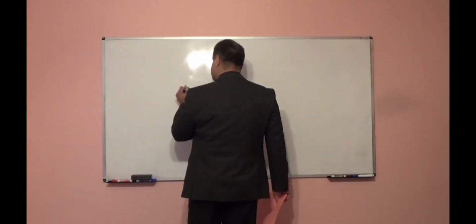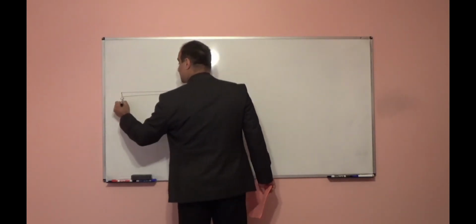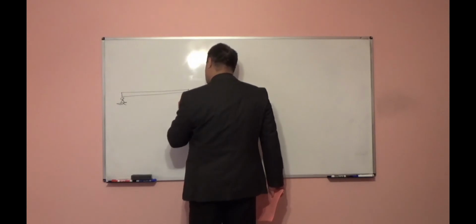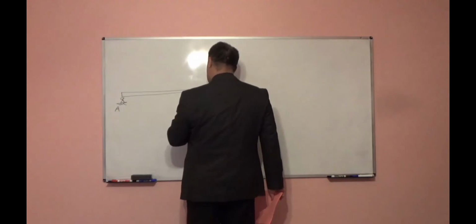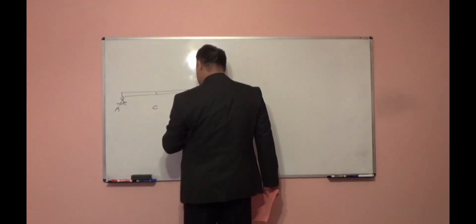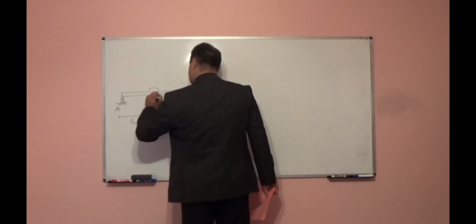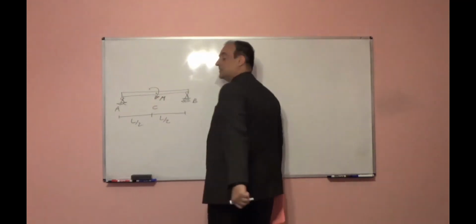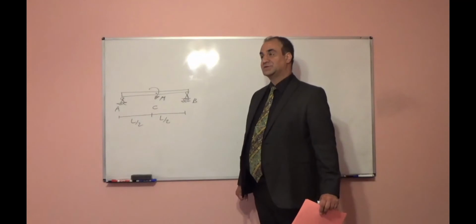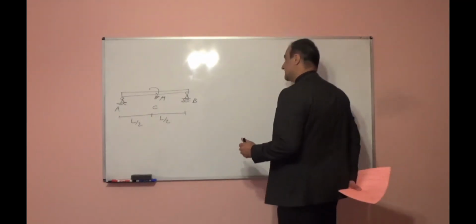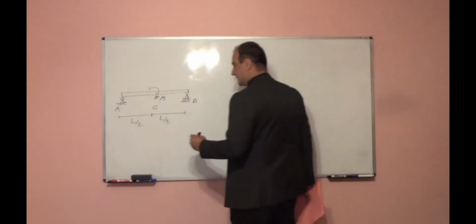Assume I have a simply supported beam. This beam is subjected to a concentrated moment at midspan, point A, point B, point C, L over 2, L over 2, and here I apply concentrated moment M at point C. I want to find reactions again. Again, it is in 2 dimensions, it is in plane structure. I can write 3 equilibrium equations.